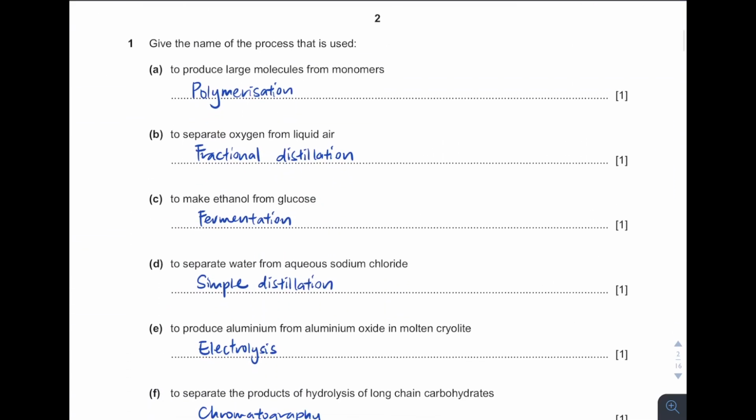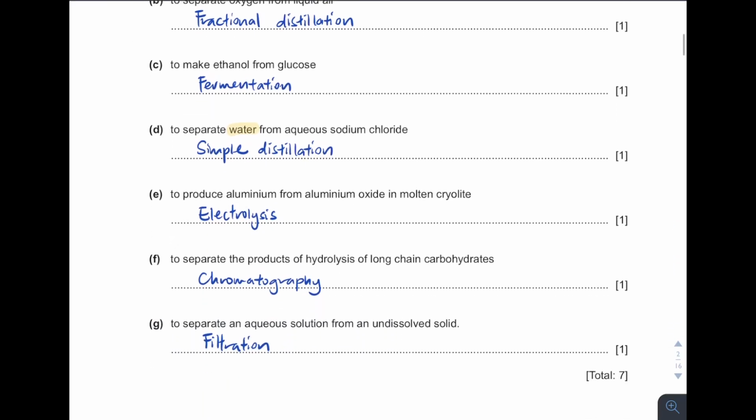CQ1, name the process for the following. To produce large molecules from monomers, from monomers to polymers, it is called polymerisation. To separate oxygen from liquid air, fractional distillation, based on different boiling points. Then ethanol from glucose, fermentation. To separate water from the aqueous solution, it has to be simple distillation. Remember this. Whenever you see questions asking you to separate water from the solution, 100% it is always simple distillation.